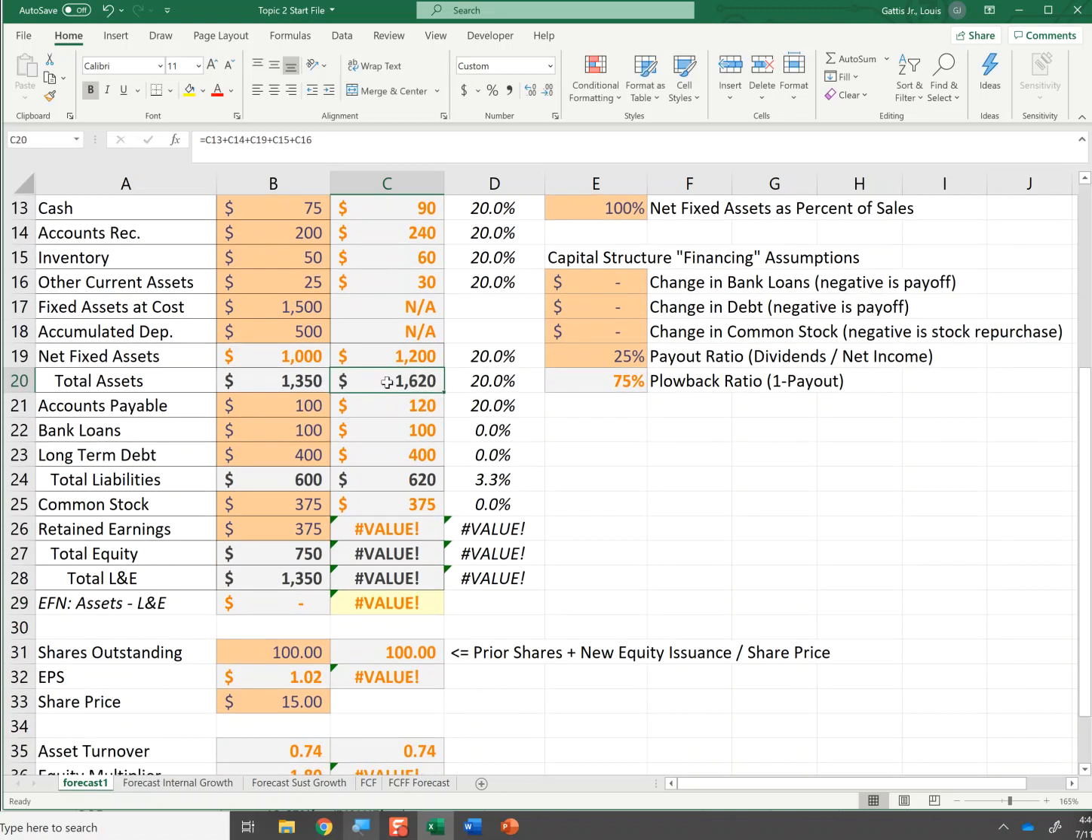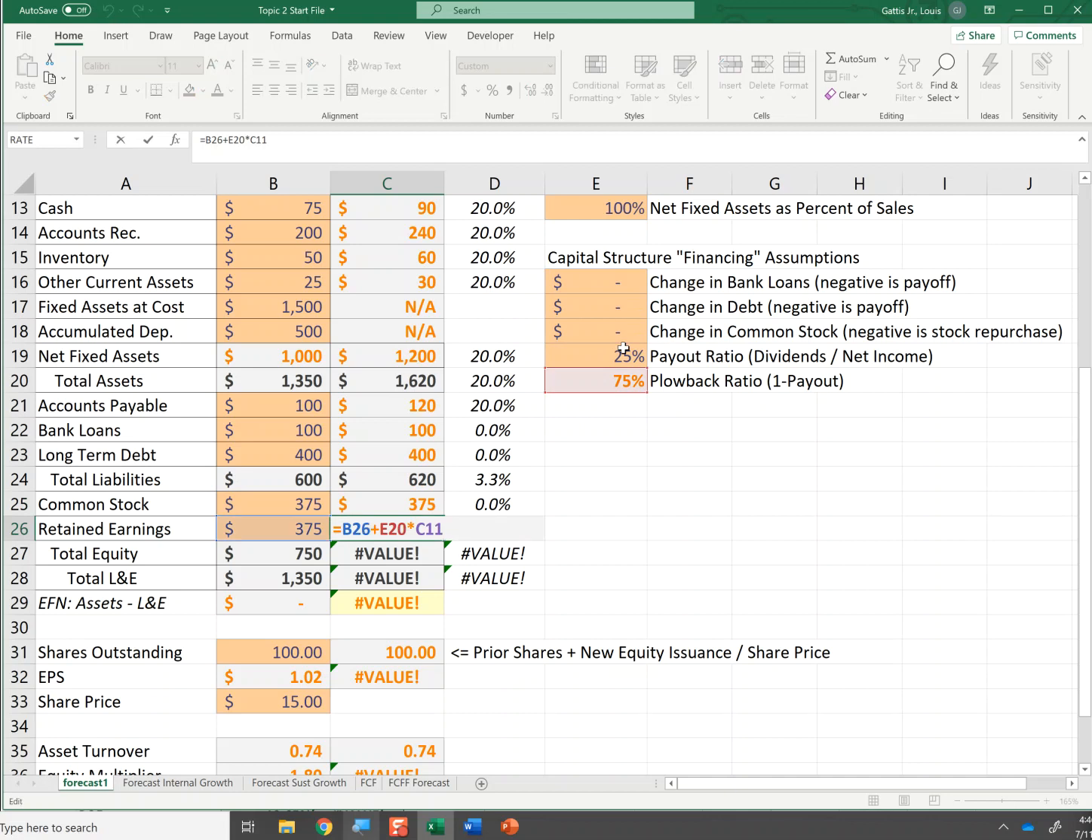So now I have my net fixed assets, I got my accounts payables, and notice what I have here for bank loans. Bank loans, 100 last year plus 0, because I don't make any change in the first pass of your pro forma financial statement. What you want to do is assume no changes in debt and equity yet, or debt and common stock. So notice bank loans, prior level plus 0. Long-term debt, prior level plus 0. Total liabilities, common stock, prior levels plus no forecasted change.